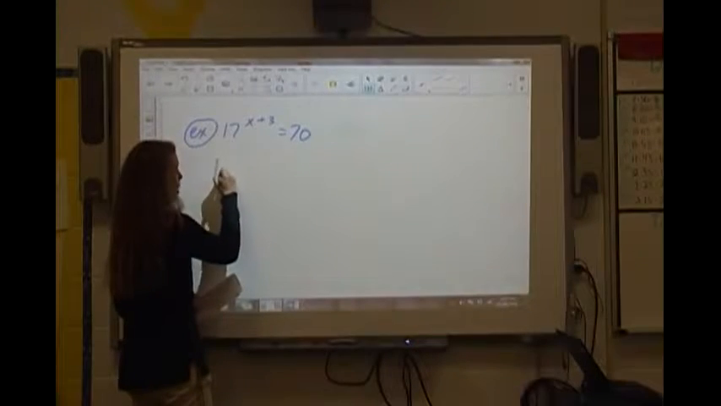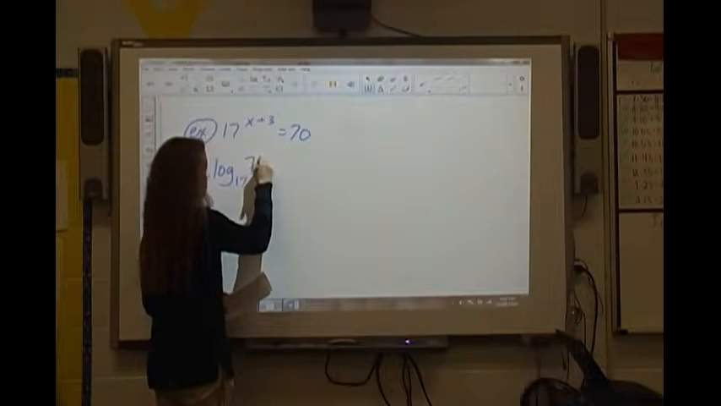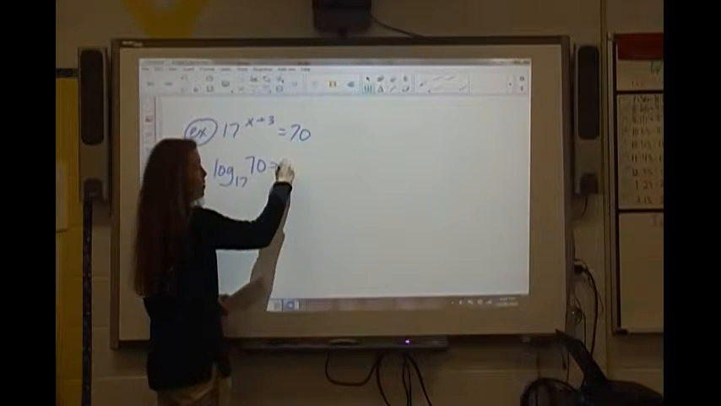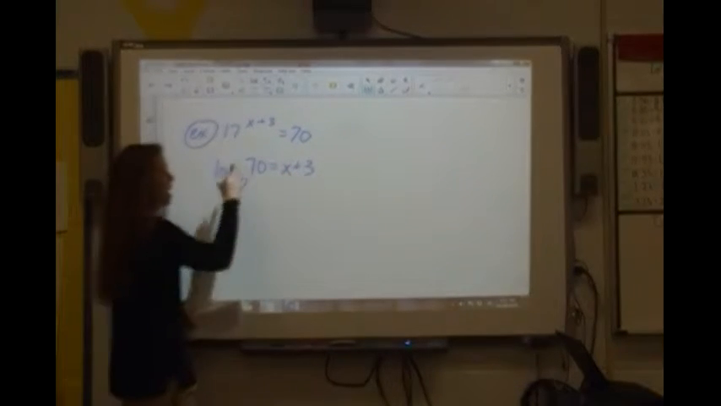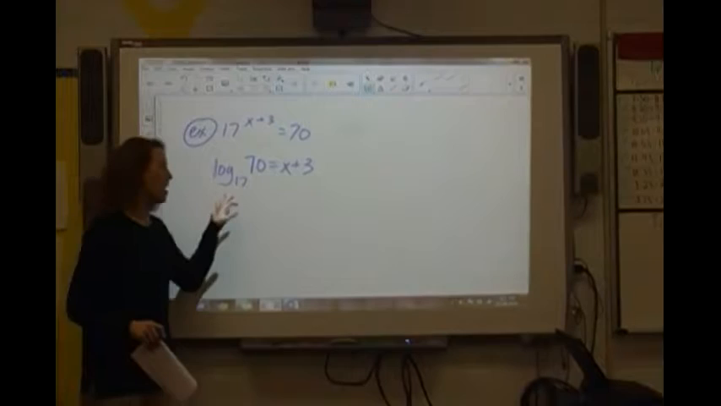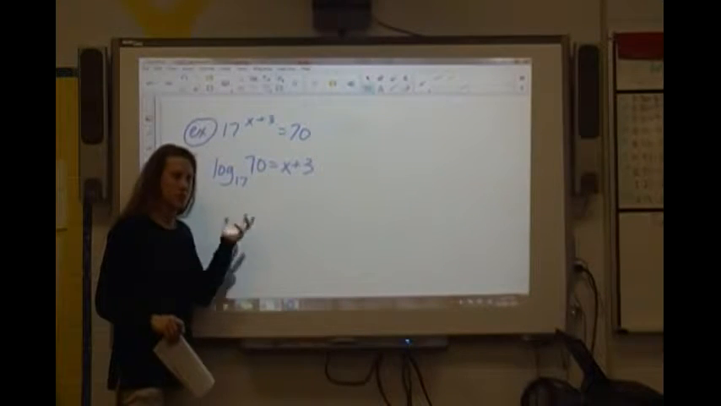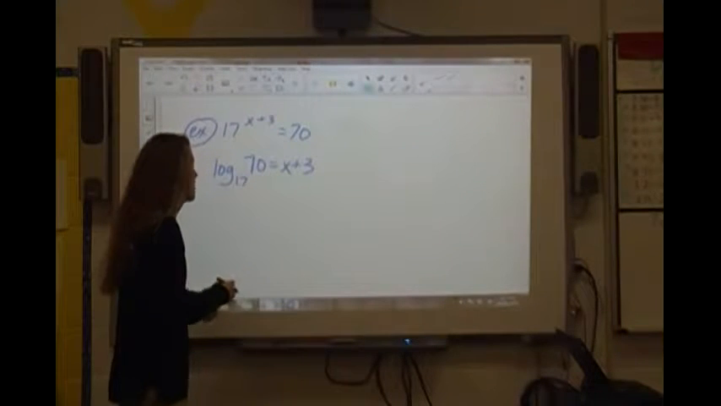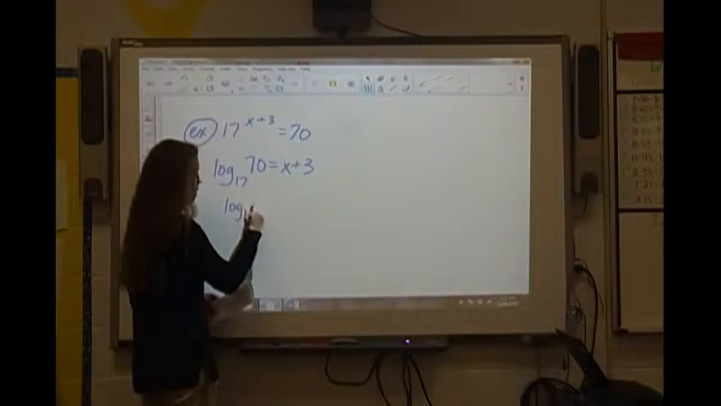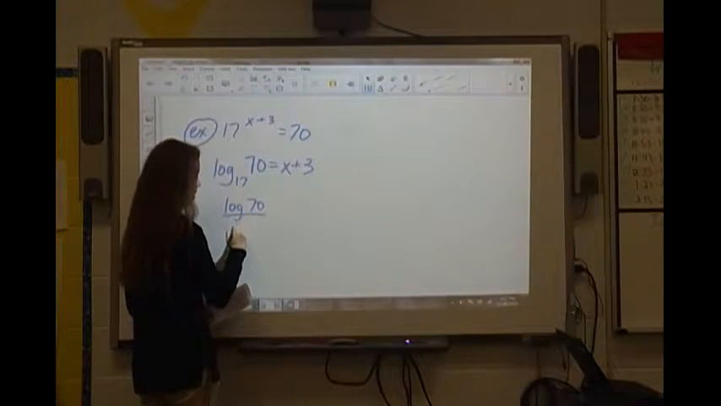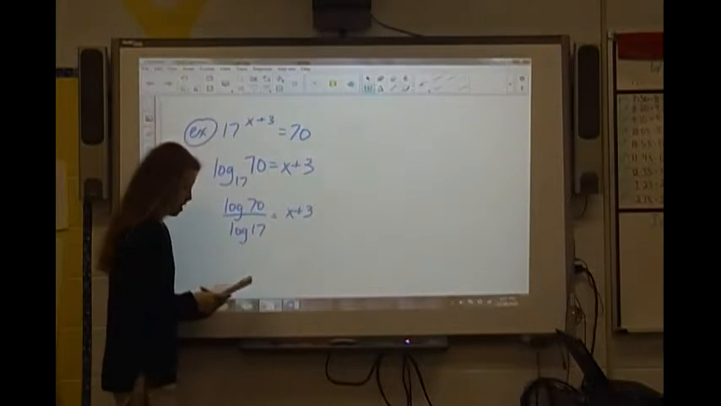So we're going to change forms here. We've got log base 17 of 70 is equal to, now logs are equal to exponents, so x plus 3 is our exponent. That's what this is going to be equal to. Now, I don't know about you, but I don't know any exponent on 17 that's going to give me 70. 17 squared is 289, so that's not going to be 70. So we're going to have to use change of base formula. So the base goes on the bottom here, log of 70 divided by log of 17. You're just going to type that in your calculator. You get x plus 3.